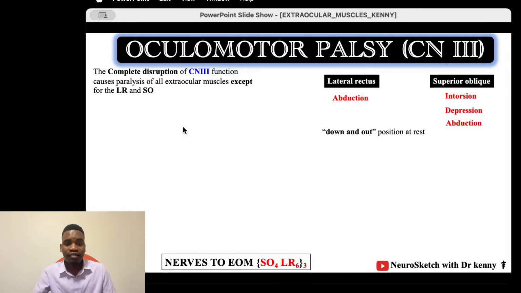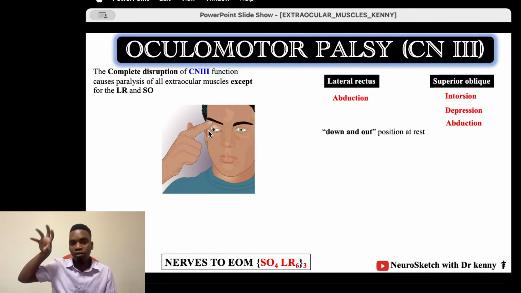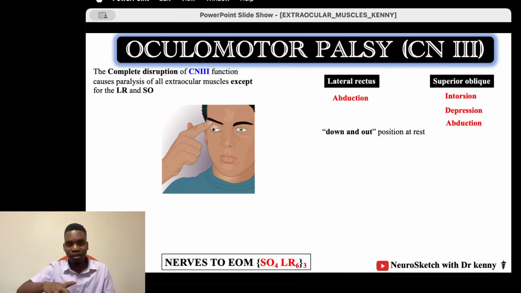But the oculomotor nerve has innervated all the other muscles. So what are the other muscles? Do you remember the levator palpebrae superioris? This is the classical presentation: the eyeball will be down and out. So down and out is the classical presentation of oculomotor palsy.